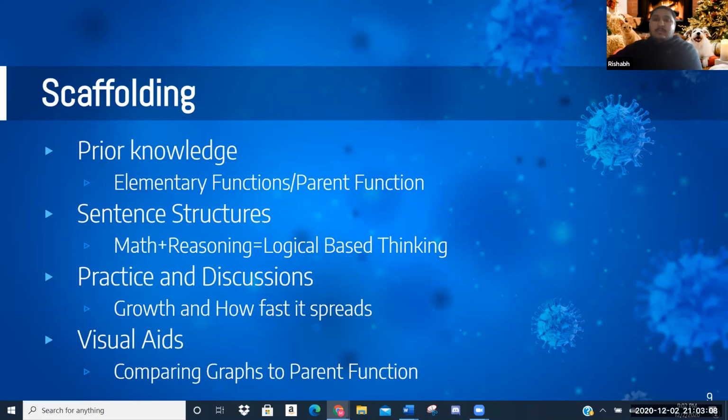question, such as the growth rate and how COVID spreads with the data they collected. And of course, we also provide visual aids, and they will also work on the visual aids, such as comparing graphs to the parent function as a way of visualizing the math aspect of the lesson plan, and the social justice aspect. And we go to the next slide.